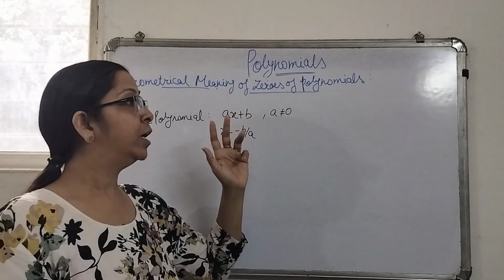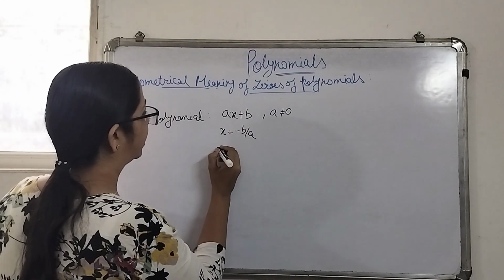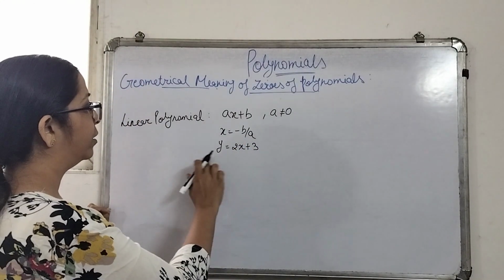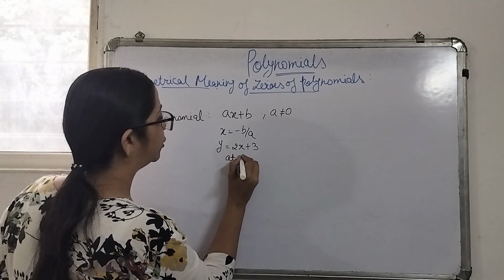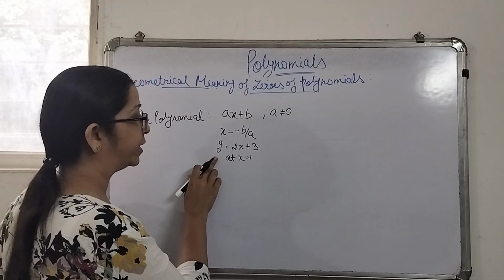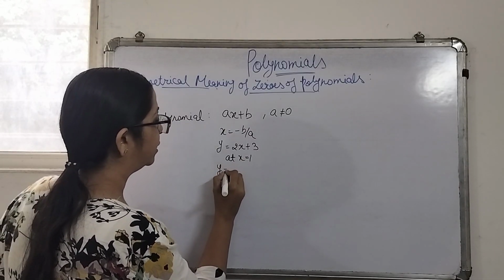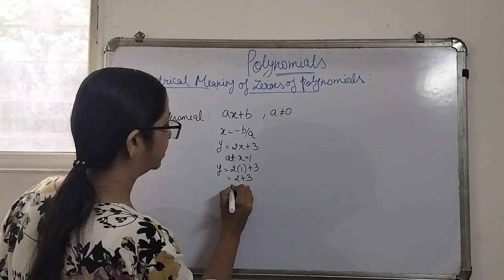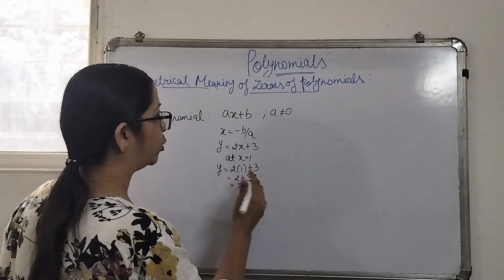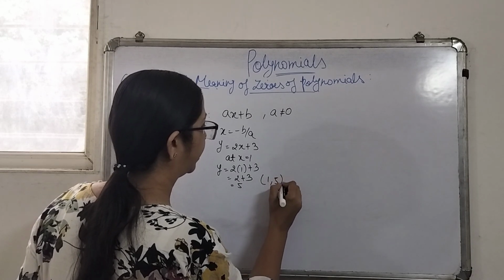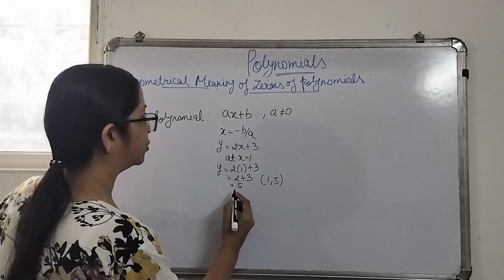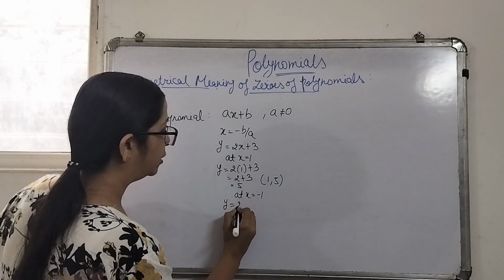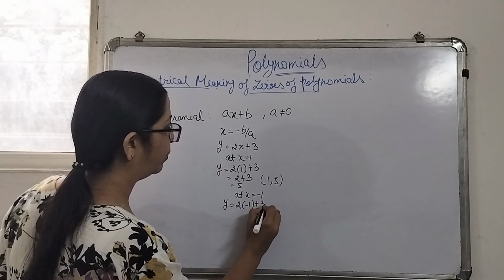Now, suppose we have taken the polynomial as 2x plus 3. So, if we keep x is equivalent to 1, we can find the coordinate for y also. So, y will be 2 multiplied by 1 plus 3, that is 2 plus 3, that is 5. That means one of the coordinates is (1, 5). Similarly, if we keep x is equivalent to minus 1, in that case y will be 2 multiplied by minus 1 plus 3.